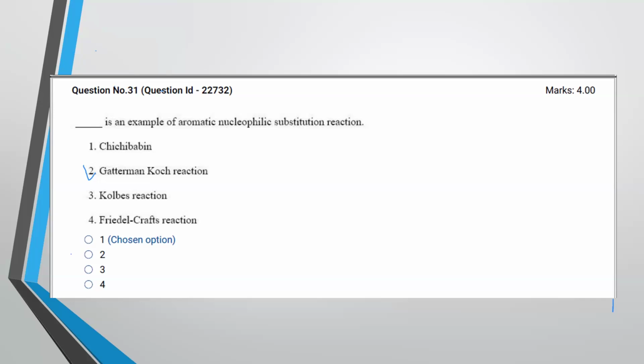Friedel-Crafts reaction is not nucleophilic. Again, I am repeating, they are asking nucleophilic substitution. Students frequently make this kind of mistake. They are not asking electrophilic, they are asking nucleophilic. Read the question properly. They are asking nucleophilic aromatic substitution. This fourth option would be correct if I were asking about electrophilic.